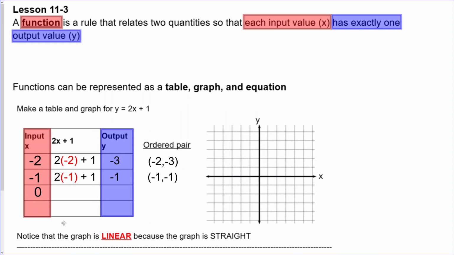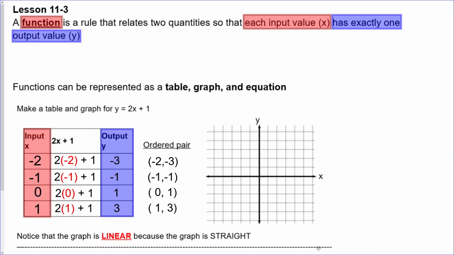Let's put a 0 in, run it through the math, and we get 1. So there's our ordered pair. Let's put a 1 in, right? So that x became a 1. Run it through the math, and there's our output. And let's get an ordered pair.